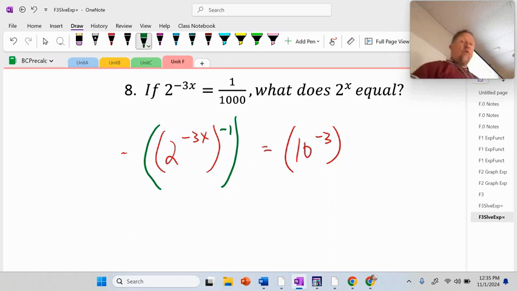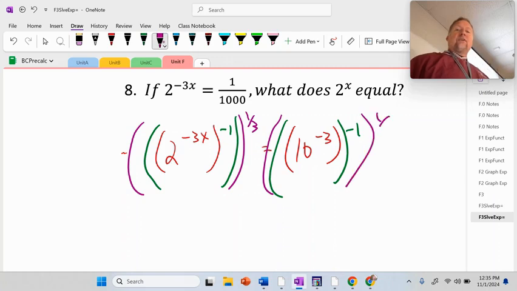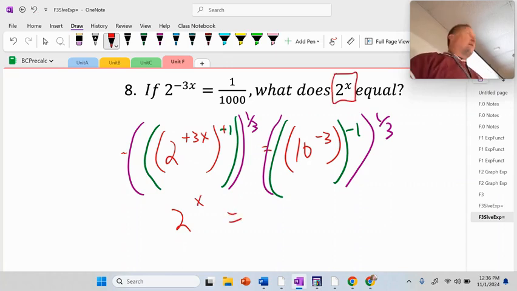Cube root, or, sorry, I didn't do whatever I do to one side, I do to the other. And then the other side, I'd have to raise to a 1/3 power, which is the same as cube rooting. Now a negative times a negative is a positive, and then 1/3 of 3 is 1. Okay, so 2 to the x is what results, which is what I wanted.